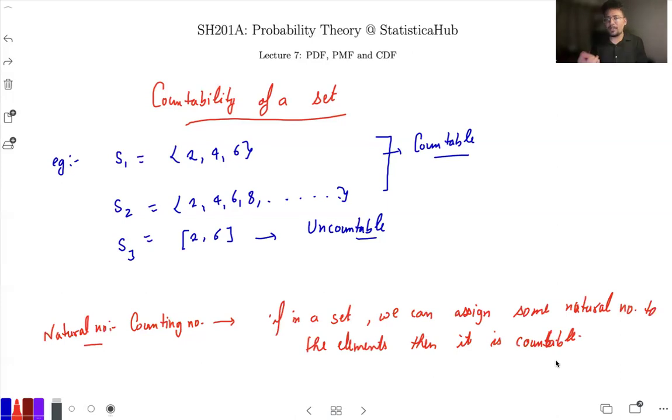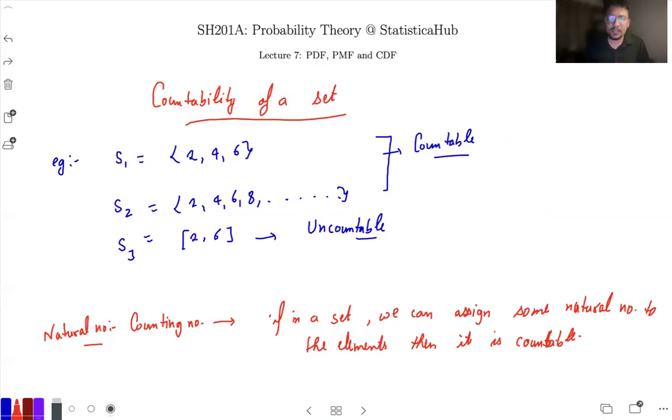For a proper definition, you have to follow some standard book. This is my way of writing it because I'm just explaining the concept. So I'm saying that we have the natural numbers, and if you are given some particular set, and all the elements can be assigned to some natural number, then this particular set is known as countable.